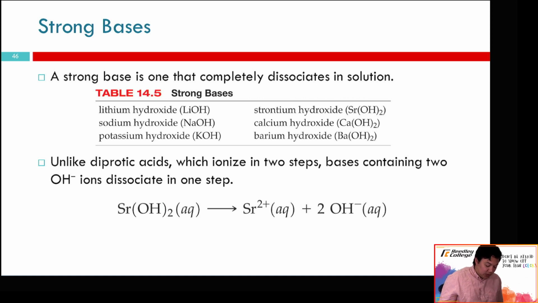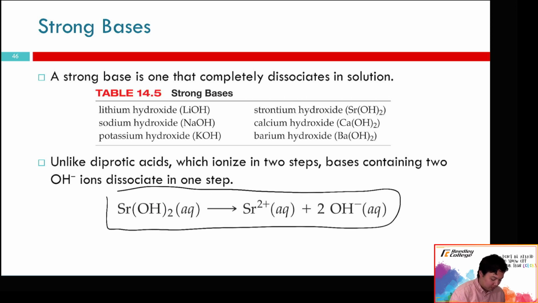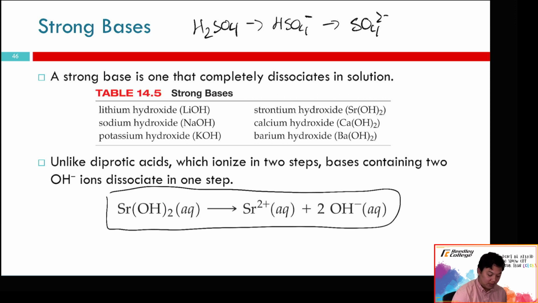Unlike diprotic acids, which ionize in two steps, bases containing two OH minus ions dissociate in one step. So you go straight from one to the other. It's not like, so we talk about, right, H2SO4 going to HSO4 minus, going to SO4 2 minus. This happens stepwise, and this step is more difficult.